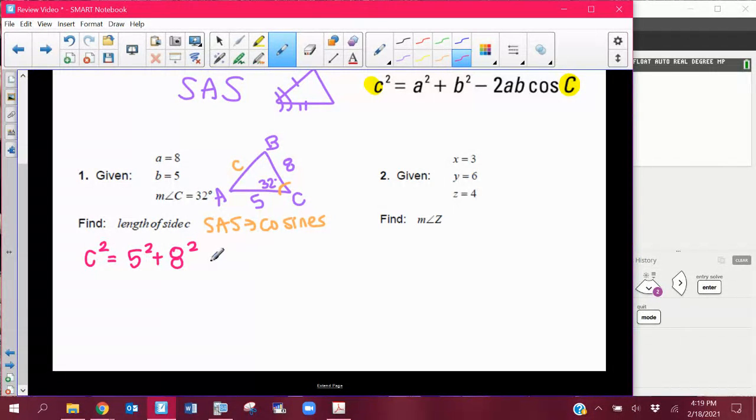So I'm going to have the other 2 sides squared. Hey, look, it looks like the Pythagorean theorem. Hint, hint. Okay, then I'm going to put this little extra side, the 2, and then those 2 sides, and then the cosine of C, which in this case is 32.